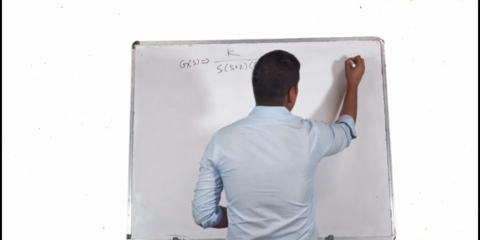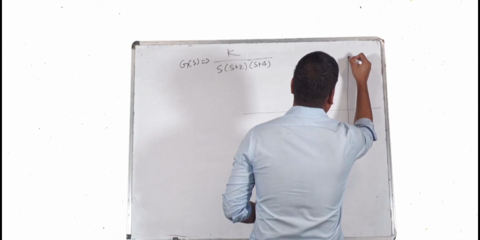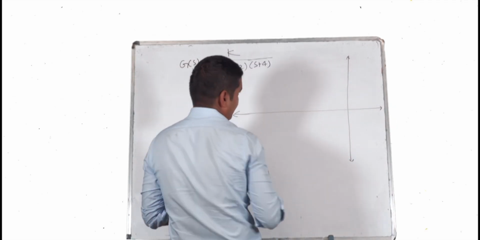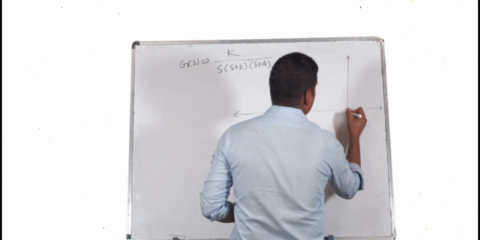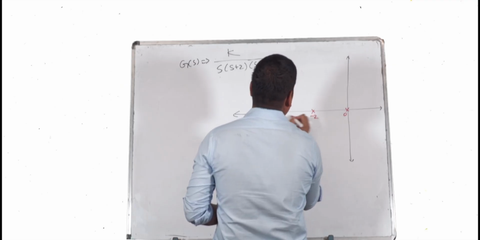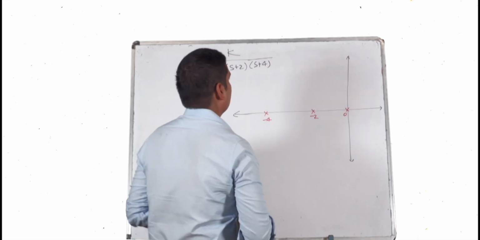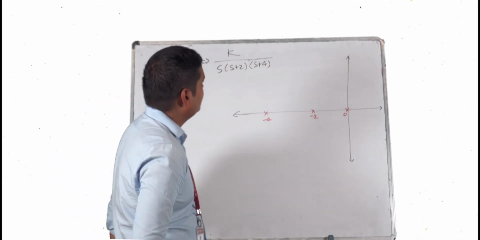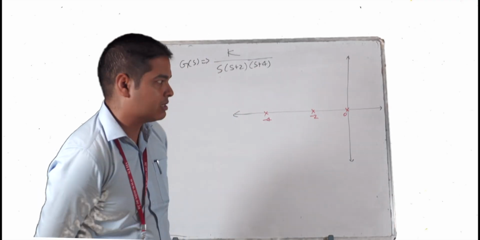So for this system also, let us plot the pole-zero plot. So first pole is at 0, that is this one, then -2, and somewhere here it will be the added pole. So now we'll try to see how this added pole is going to affect the root locus as well as the stability of this entire closed loop control system.